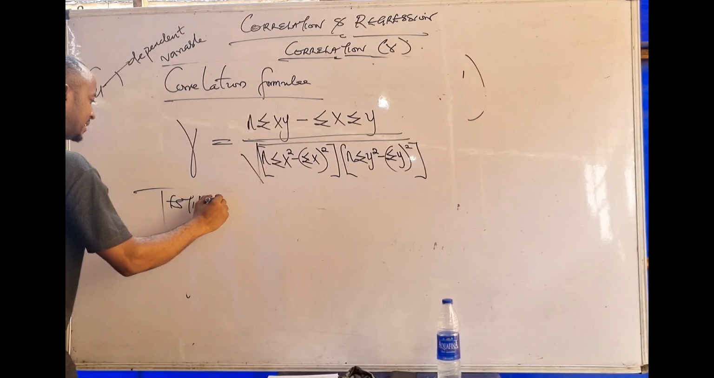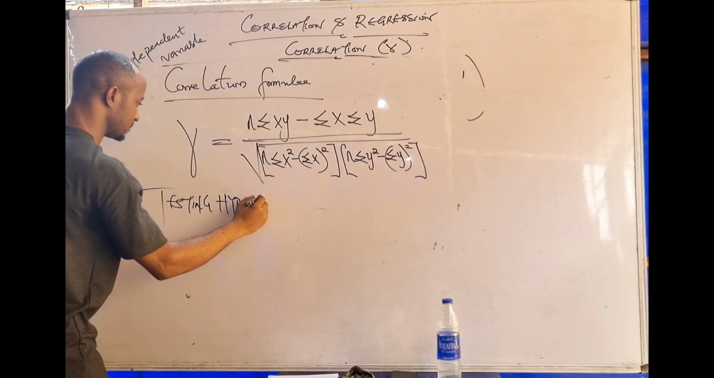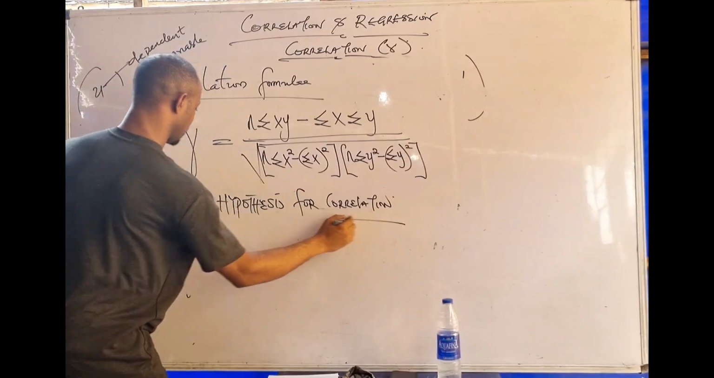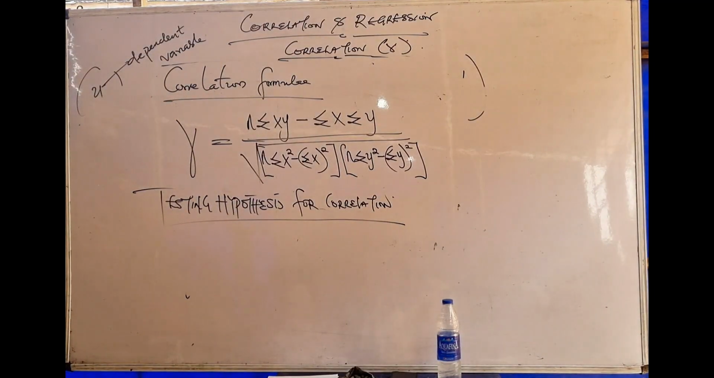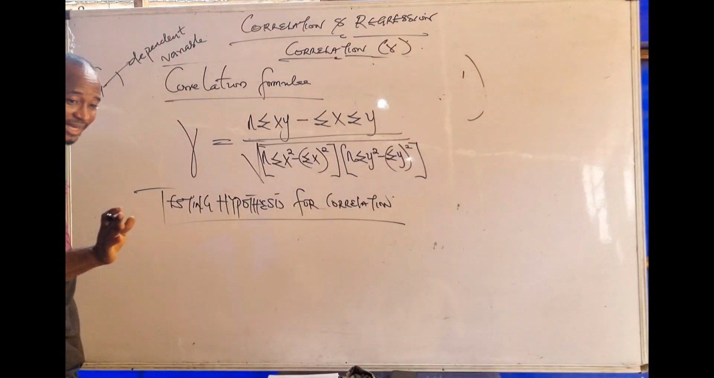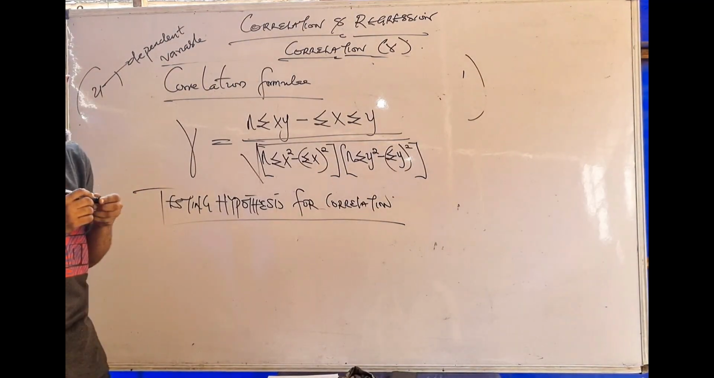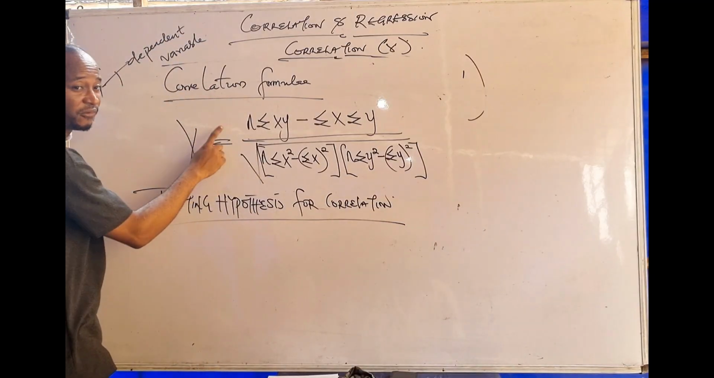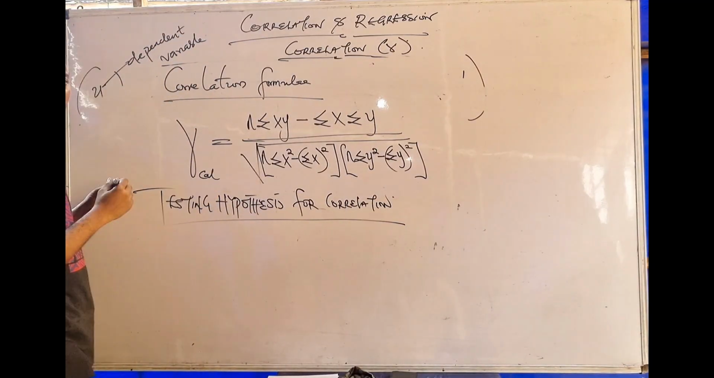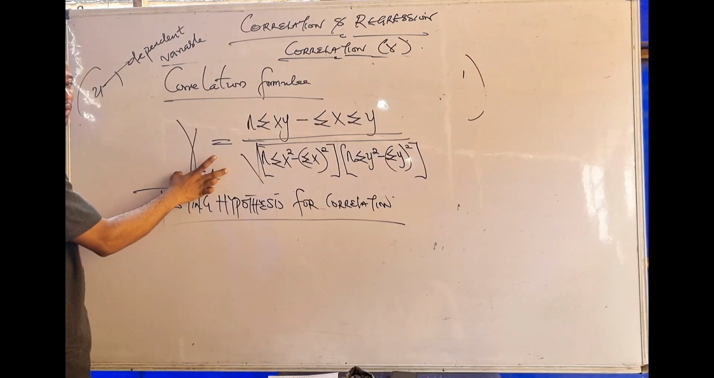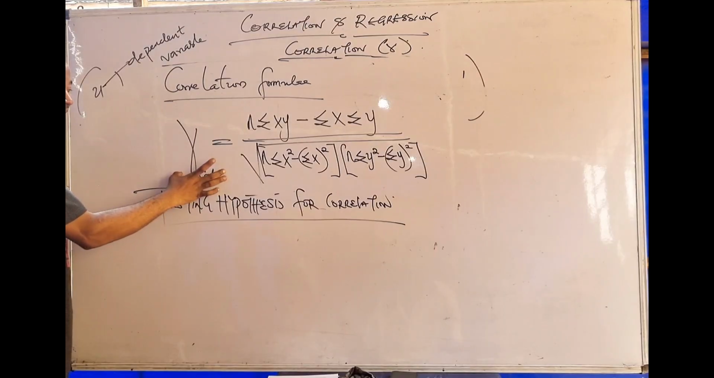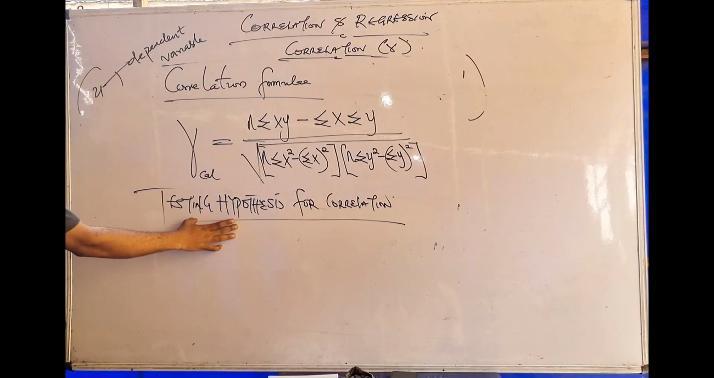Now let's look at testing hypothesis for correlation. Listen, this value here, stop writing first. Correlation measures the amount of strength of relationship. The value here from the formula is called the calculated correlation value. If you are given a question, let's say in a tabular form, and you find your value of R, that R is subjected into a hypothesis.